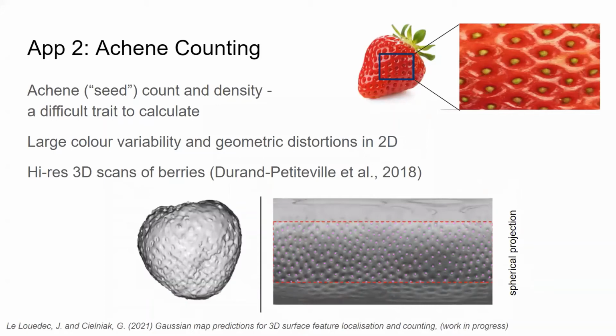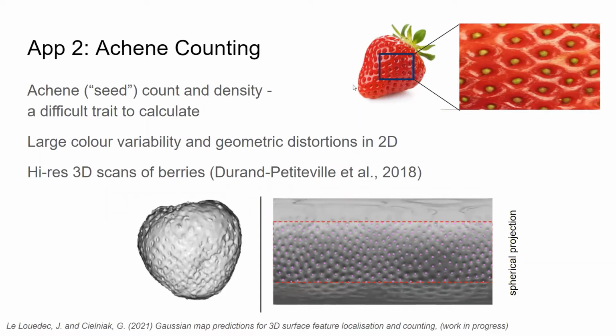Application 2 is the achene counting I mentioned here. We've got a nice graphical depiction of what the achene is. It's a very difficult trait to calculate. If you look at the paper I mentioned earlier, you will see that the measures being used are very subjective and very coarse. For example, overall uniformity can be assessed by a human grader. They just look at the strawberry and say, okay, these achenes are uniformly distributed, and that's all you get. So it is a very difficult trait to calculate.